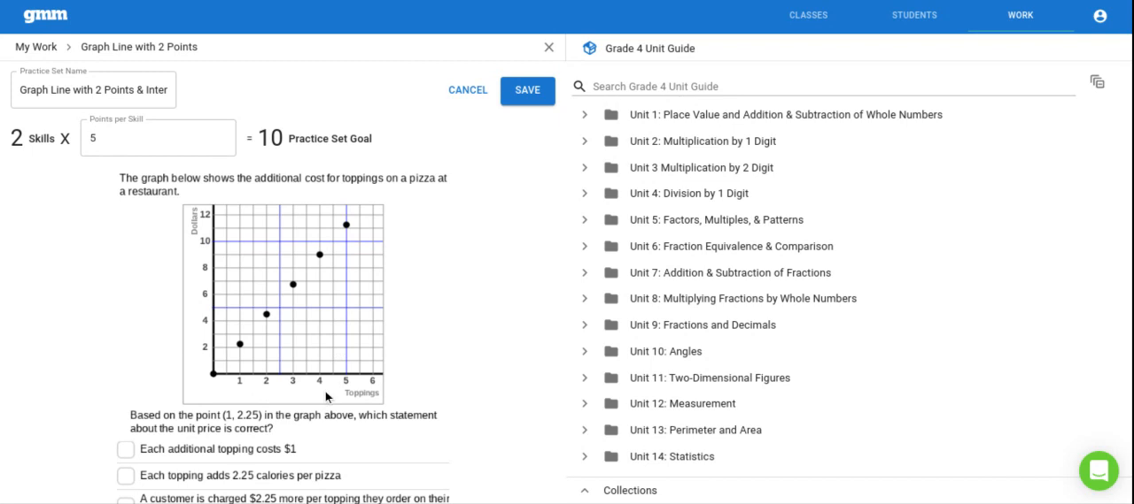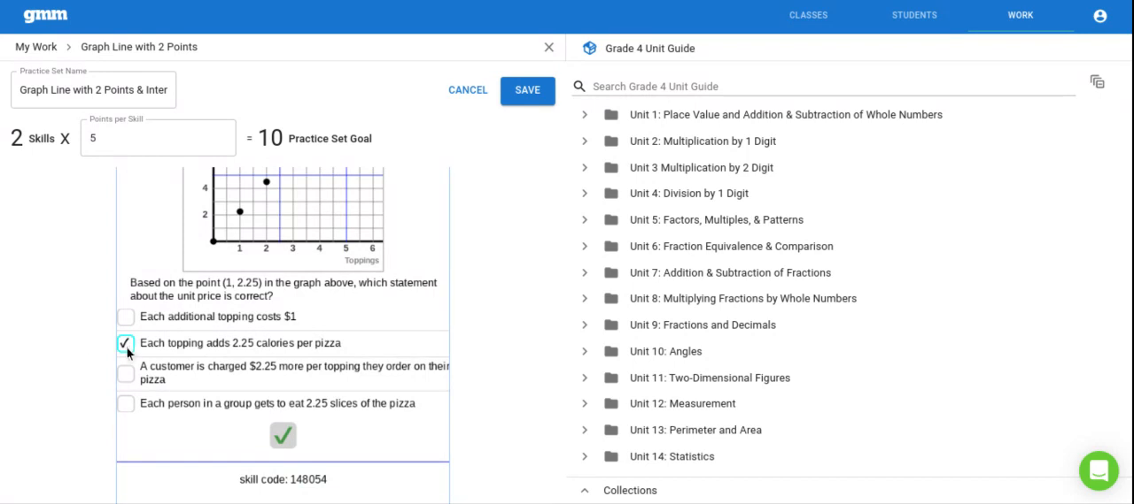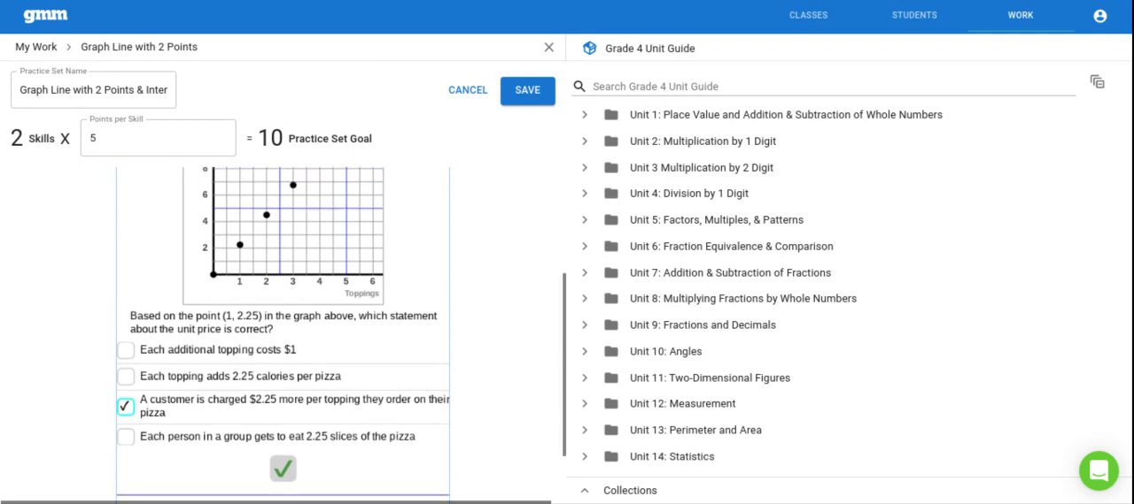So in this example, we are asked, based on the point 1, 2.25, which statement about the price is correct? So one topping would cost an additional $2.25. That's what this represents. So if I look at the answers down below, one topping, each topping adds 2.25 calories. Nope. A customer is charged 2.25 more per topping. So per one topping, that would cost $2.25. That one would be correct.